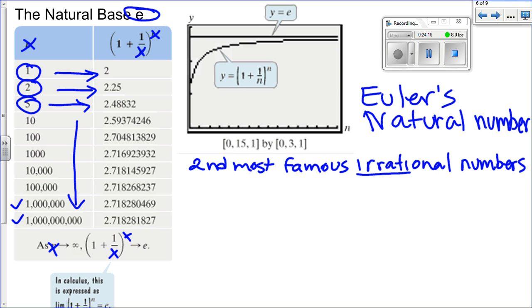So anyways, we agree this is 1 billion, right? Yes, 1,000 million. So as those numbers keep getting larger and larger, the x value here and the x value here, the function value will approximate that number, which is approximately 2.71.